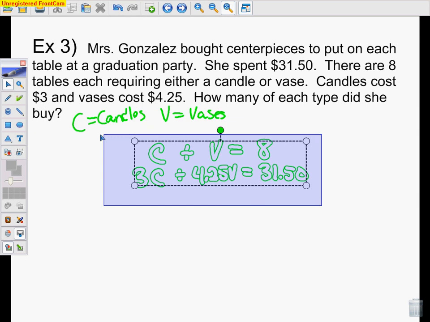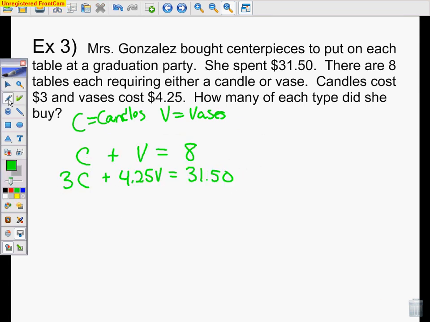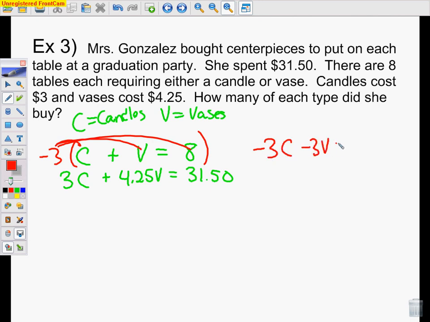Now here, are the variables lined up? Yes. If you add down, does anything automatically eliminate? No. What cancels with a 3C? A negative 3C. So we would need to multiply the top equation through by negative 3. You could have also multiplied through by negative 4.25 if you wanted to cancel out the V's. New top equation will be negative 3C minus 3V equals negative 24. Bottom equation is going to stay the same: 3C plus 4.25V equals 31.50.